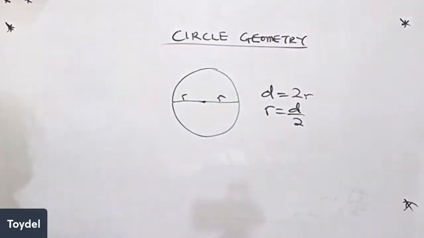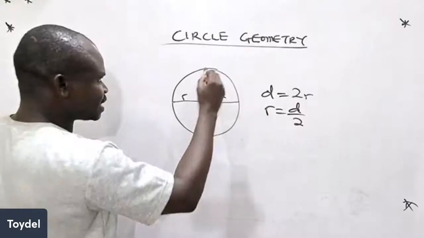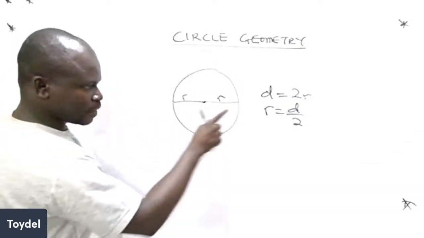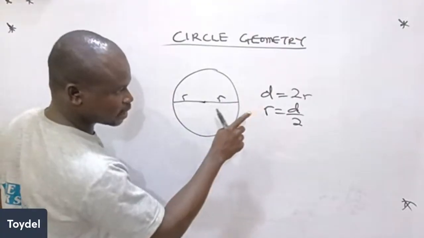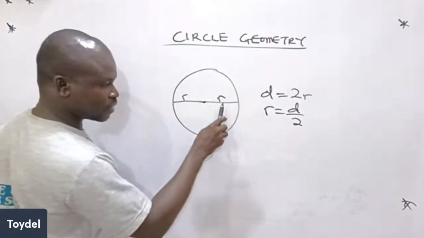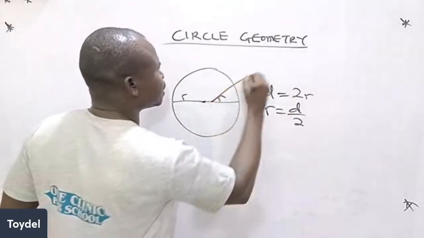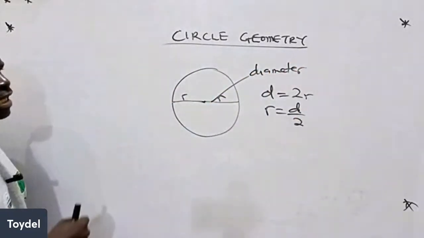Please let's note. This is the circumference. This circular line is called the circumference of the circle. Please let's note that the diameter is equal to 2 radii. So if you want to find the radius of the circle, it's diameter divided by 2. This is called diameter.